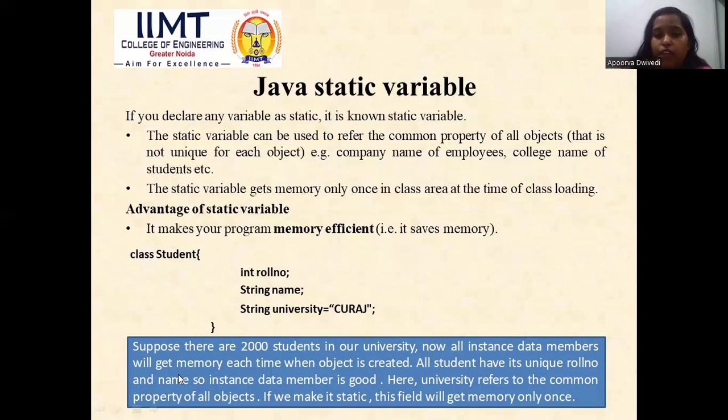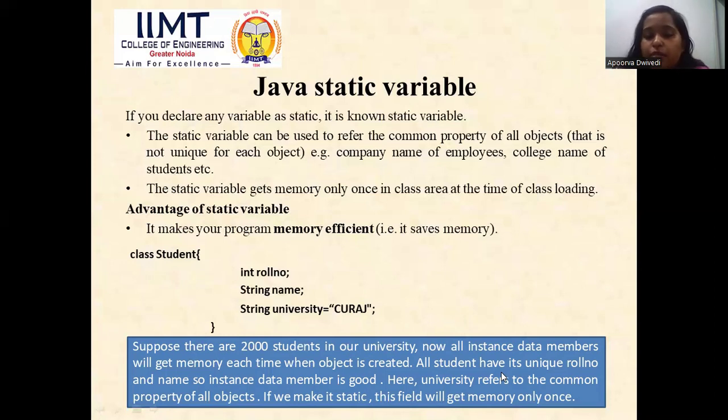It means there will be 2000 memories for roll number for 2000 different students. There will be 2000 memories for name and 2000 memories for university. It means it's just getting repeated. As we can see, all the students have their unique roll number and name, so instance data member is good.